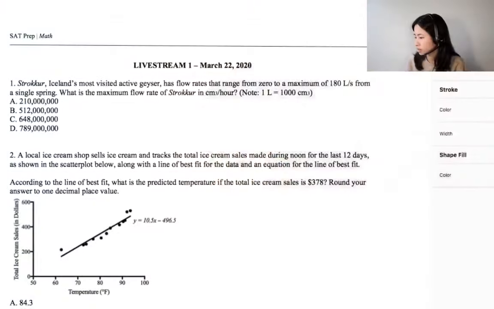So for today's class, I will host an SAT prep. This is going to be a mix of calculator questions versus no calculator questions. So let's get started. Can I get a yes if you can see my screen?